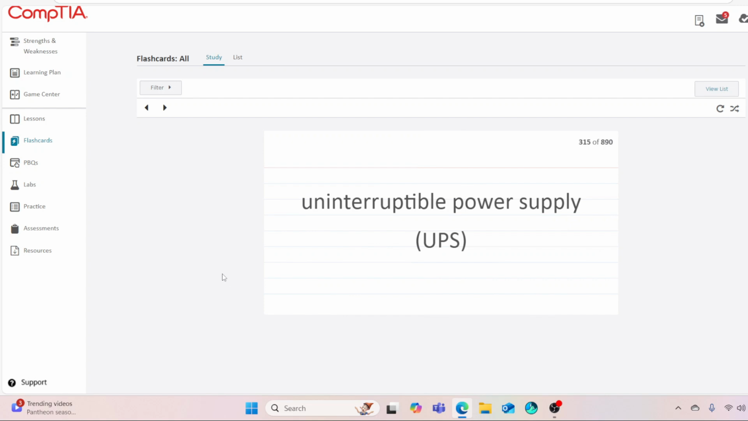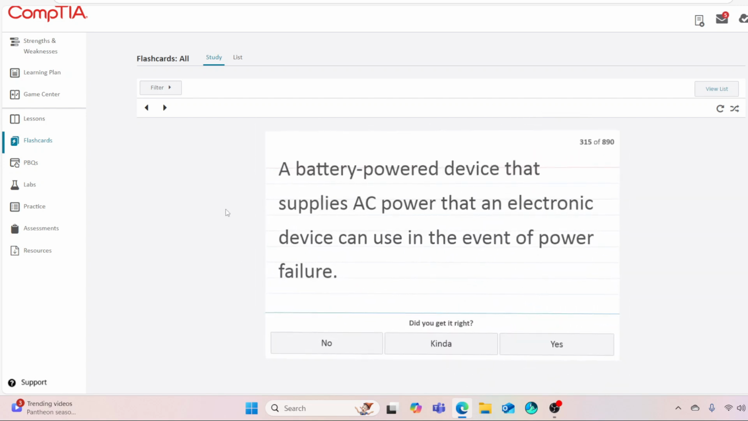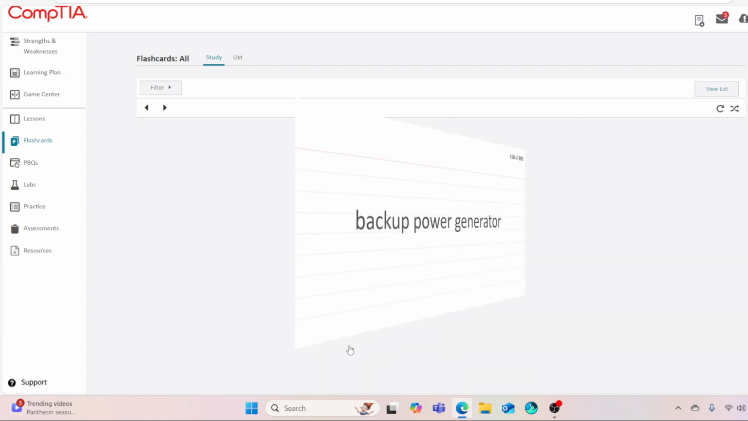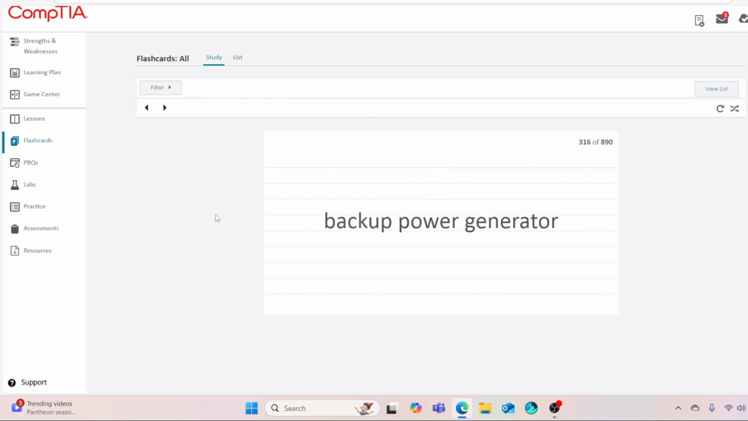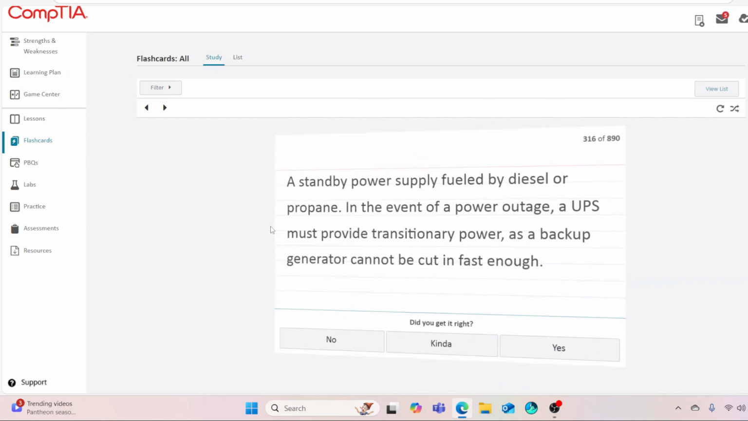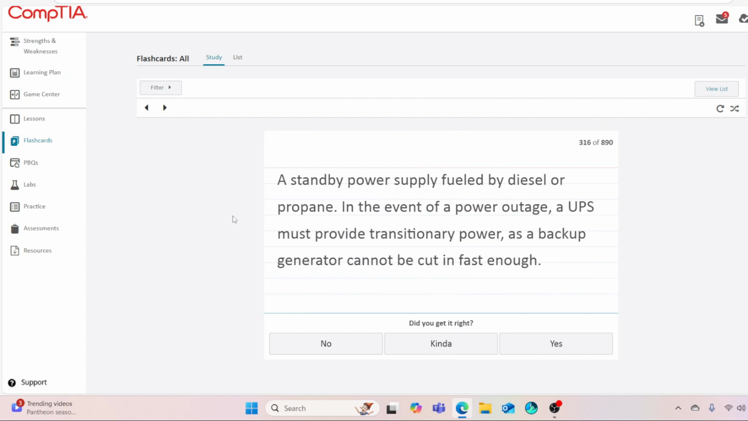Uninterruptible power supply, UPS. A battery-powered device that supplies AC power that an electronic device can use in the event of a power failure. Backup power generator. A standby power supply fueled by diesel or propane. In the event of a power outage, a UPS must provide transitionary power as a backup generator cannot be cut in fast enough time.